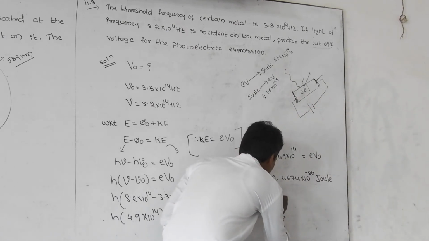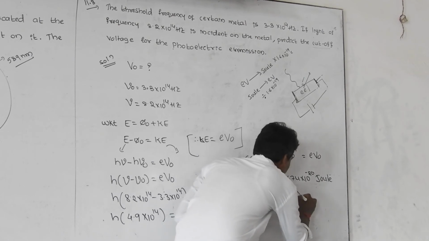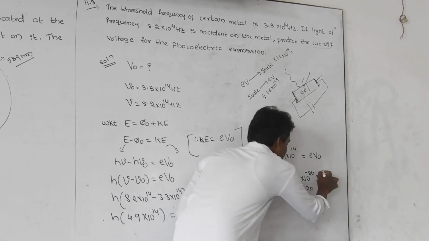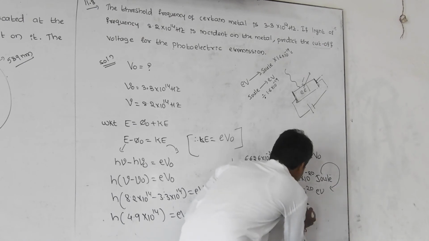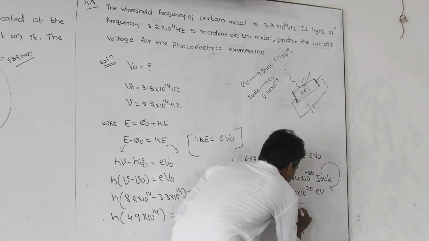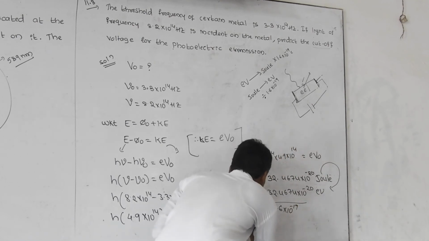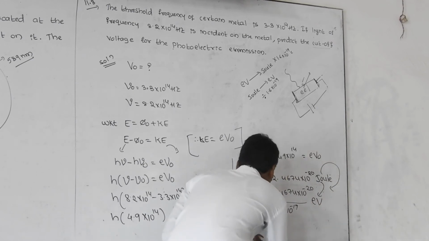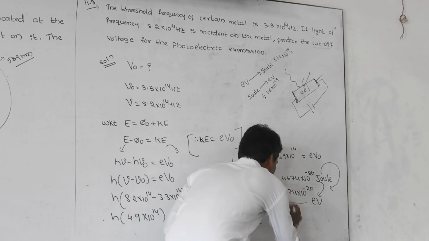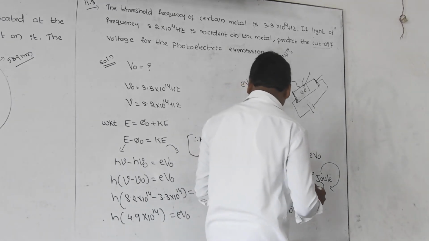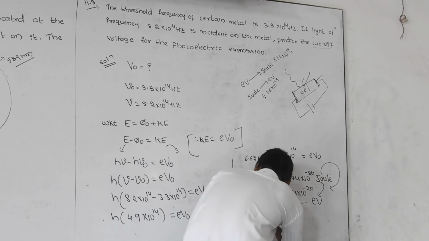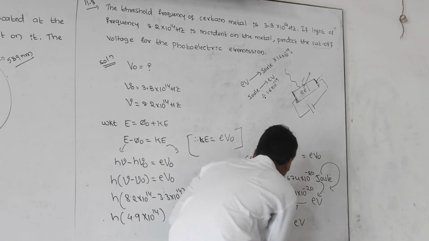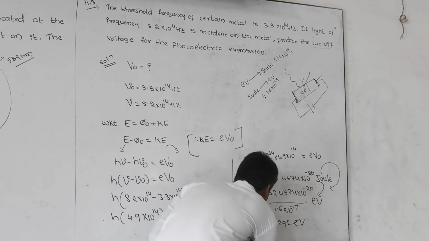eV naught is equal to 32.4674 into 10 to the power minus 20. Joule is converted into electron volt, which means divide the number by 1.6 into 10 to the power of minus 19 and calculate. Now the joule is converted to electron volt, and eV naught is equal to, calculate the answer, you are getting 2.0292 eV, electron volt. And e gets cancelled, so stopping potential is equal to 2.0292 volt.